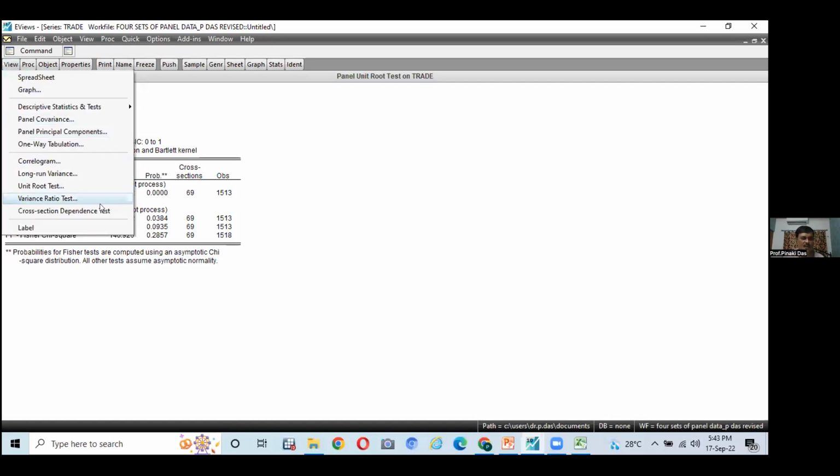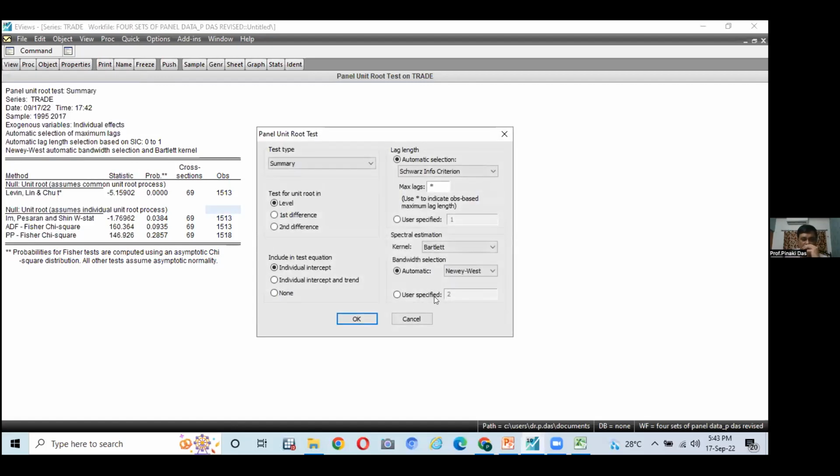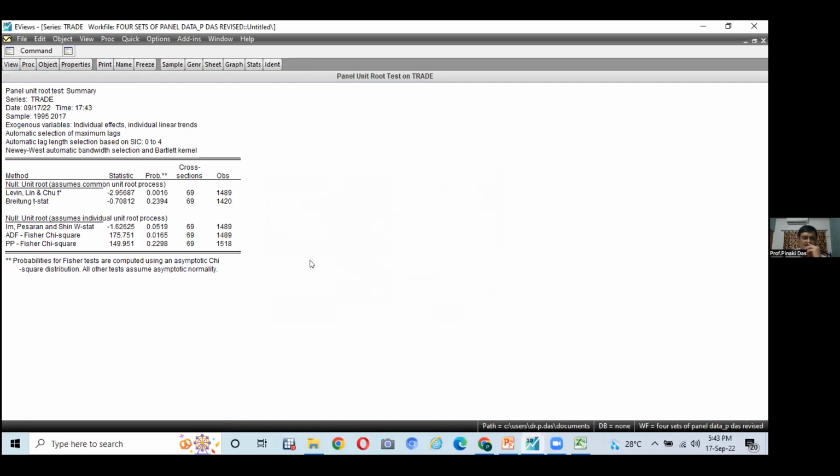Therefore, we consider another alternative: a unit root test with a different type of specification, individual intercept and trend. This is the result of individual intercept and trend. What is the result when you change the nature of the equation? The Levin-Lin-Chu method is statistically significant. Here, the Im-Pesaran-Shin method is not statistically significant. Again, the Augmented Dickey-Fuller Fisher test is also statistically significant. 50-50.